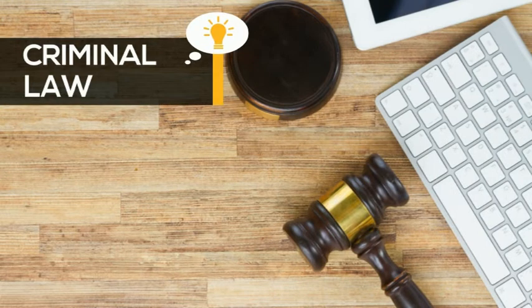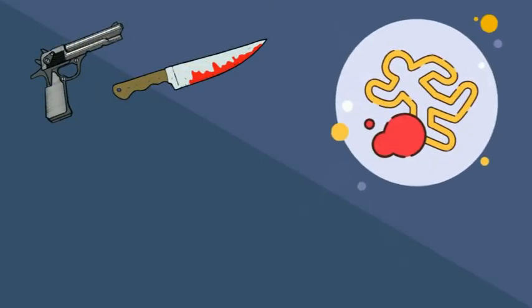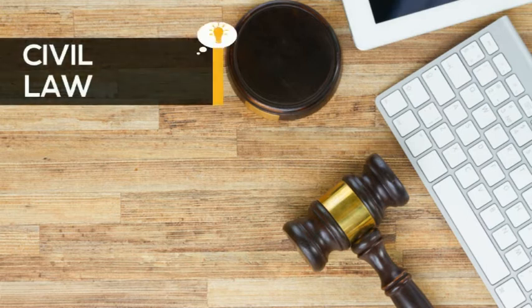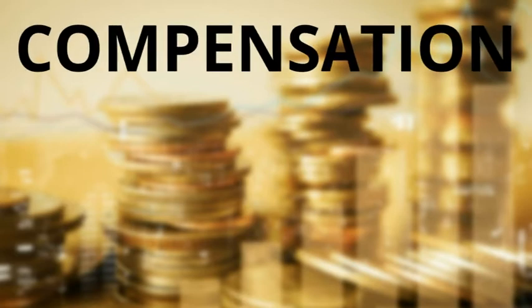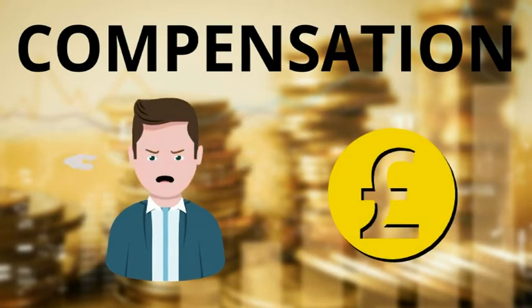Then we've got criminal law. Criminal law intervenes when an offence against the state has been committed, such as murder, manslaughter, robbery, which are all against the state. Then we've got civil law. Civil law is about the rights and duties of individuals. It's not the state. And one of the main purposes of civil law is compensation. So when somebody is an aggrieved party, they want compensation from the wrongdoer.